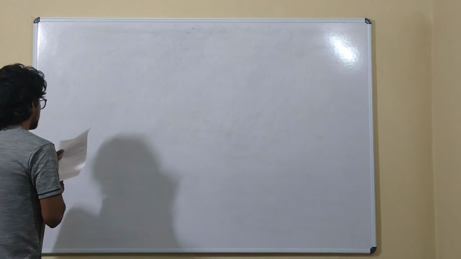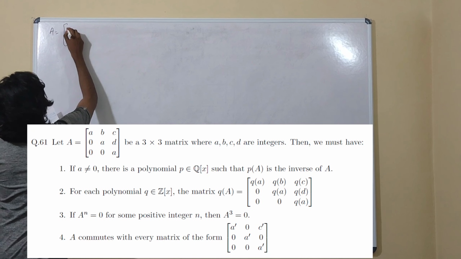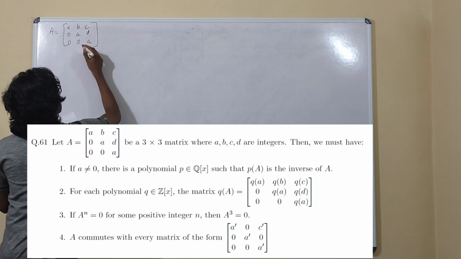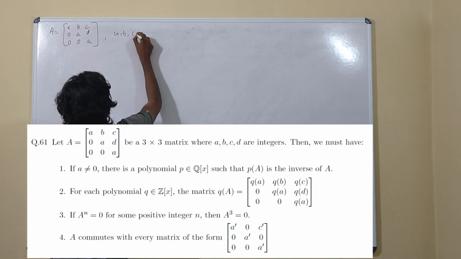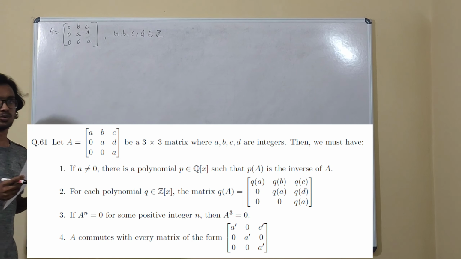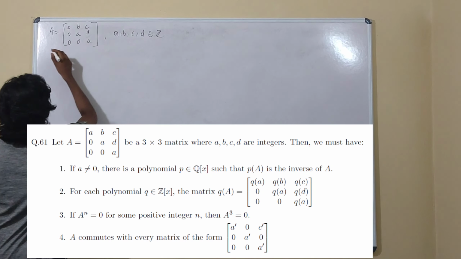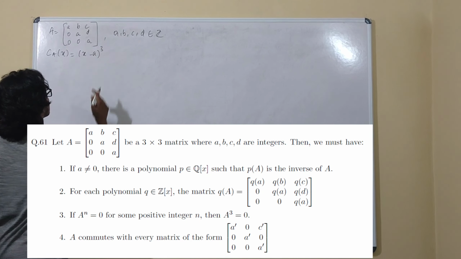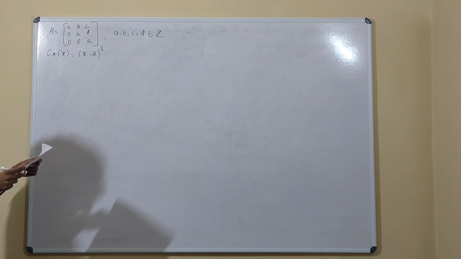The first question is, we are given a 3 by 3 matrix with integer entries. What is the matrix? That is a, b, c, 0, a, d and 0, 0, a. So we are given an upper triangular matrix where all the entries are integers. Okay. Then which of the following is true? From this matrix you can very well see that the characteristic polynomial of this matrix is (x minus a) to the power 3. It is easy to check that the characteristic polynomial of this matrix is this.